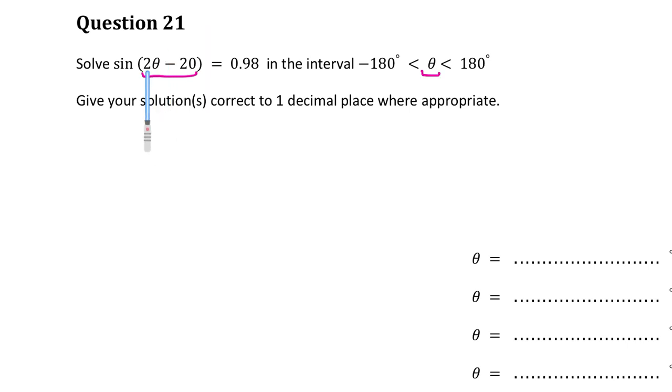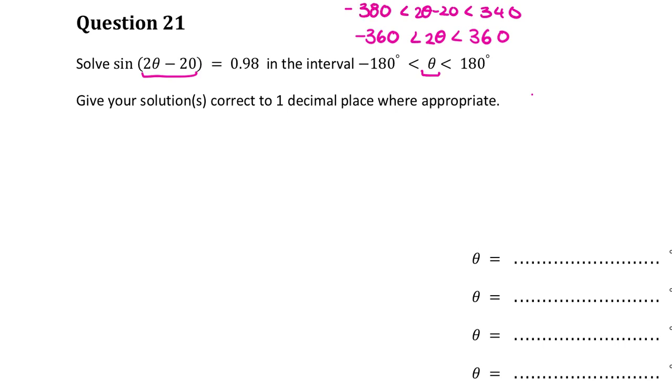So what have they done to theta here? They've multiplied theta by 2 and minus 20. I need to do the same thing. So if I multiply theta by 2, I need to multiply my interval by 2. So I get 360 to minus 360. And then they've minus 20. So if I minus my theta by 20, I'm going to get 340 to minus 380.